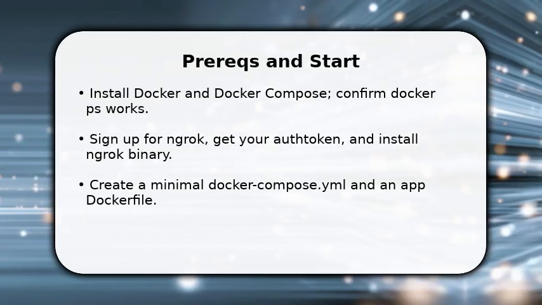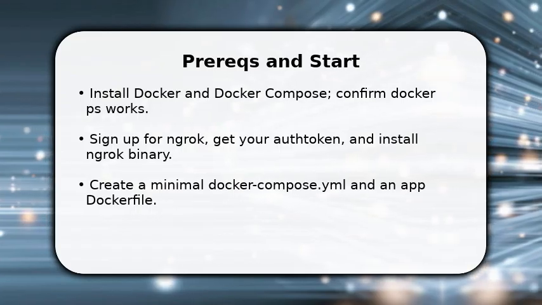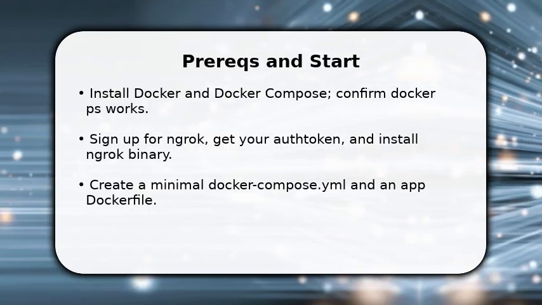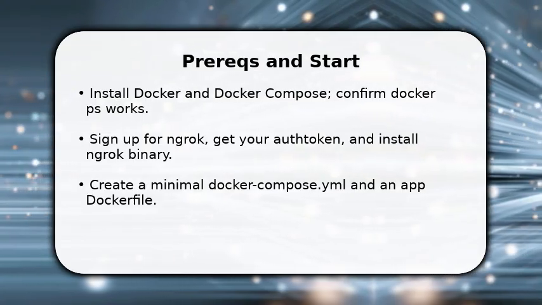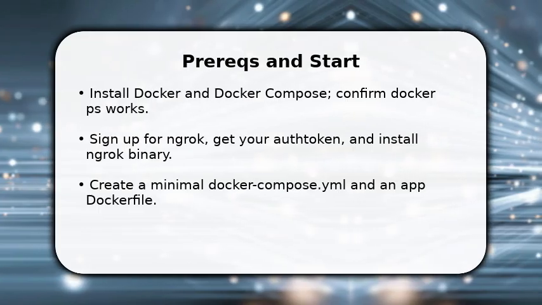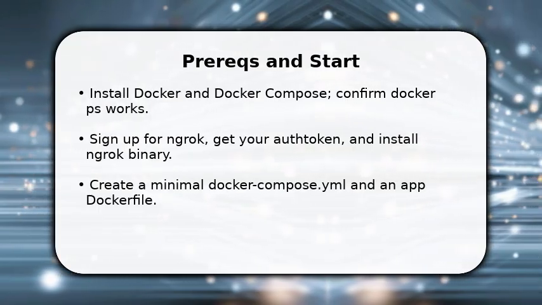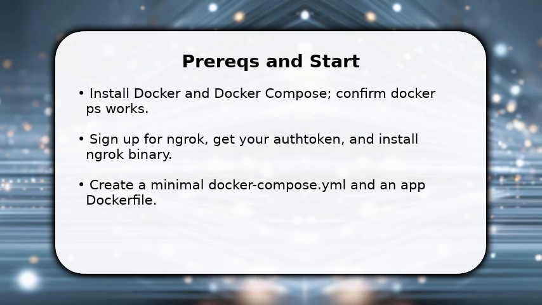Next, create a simple Docker Compose YAML that runs your app on an internal port, for example 8080. Once done, ensure the container starts with docker compose up -d so you have a running service to expose. Make sure to map the app port in Compose for predictable routing.